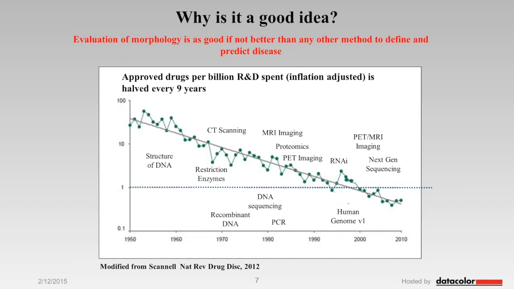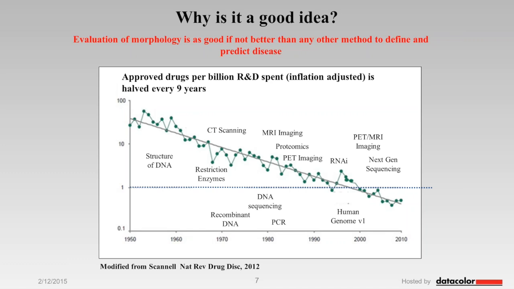This is an interesting chart, and I talk from my experience in the pharmaceutical industry. If you happen to work in pharma, this chart should scare you. It was published in Nature Drug Discovery in 2012, and it depicts the number of drugs approved per billion of R&D money spent. As you can clearly see, this is almost a downward spiral. You get fewer and fewer drugs approved for the same money that you spend in research and development.